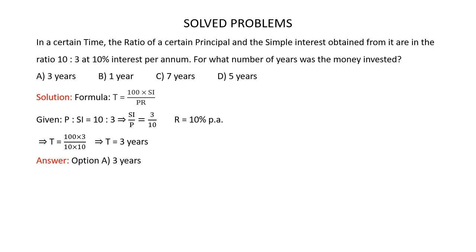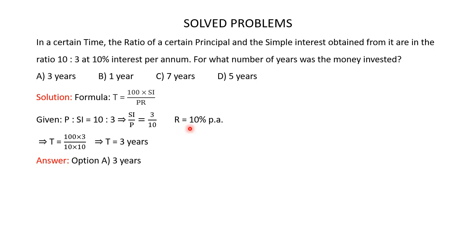Now time can be calculated using the formula T is equal to 100 multiplied by SI divided by PR. Now it's given that R is equal to 10% per annum. Also it's given that P is to SI is equal to 10 is to 3. Now when you observe the formula here, you will see that SI is in the numerator and P is in the denominator. So rewriting this ratio so that SI is in the numerator and P is in the denominator, we get SI by P is equal to 3 by 10.